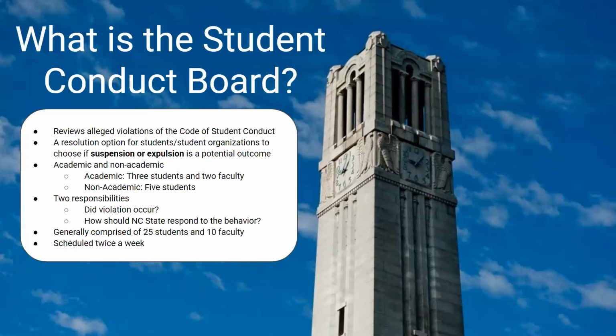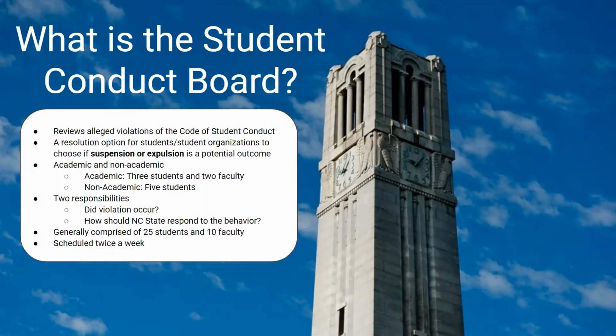The Conduct Board is responsible for reviewing potential violations of the Code of Student Conduct and educating the university population about the rules, policies, and regulations contained in the code. Most notably, board members serve as hearing officers for cases that could result in suspension or expulsion from the university. The Conduct Board is responsible for hearing academic and non-academic misconduct cases. Academic misconduct hearings consist of 3 students and 2 faculty members, while non-academic misconduct hearings are composed of 5 students.